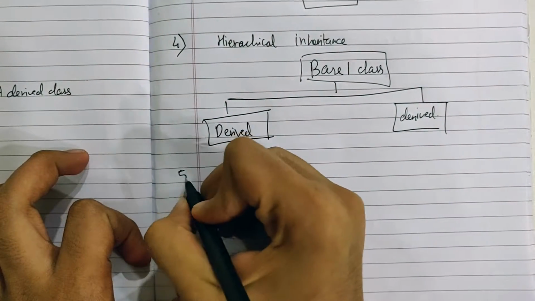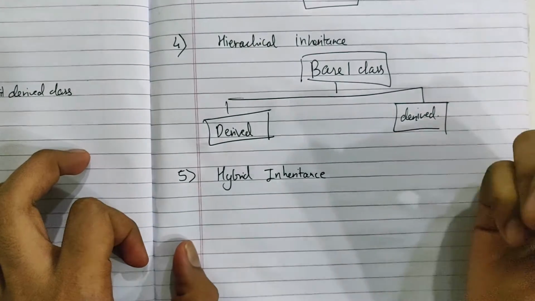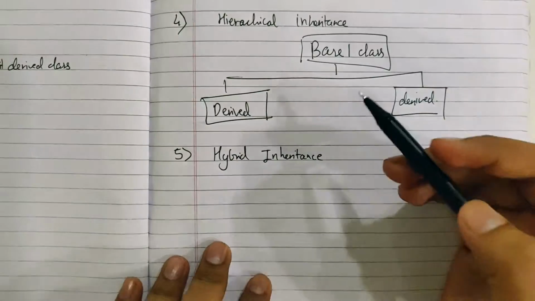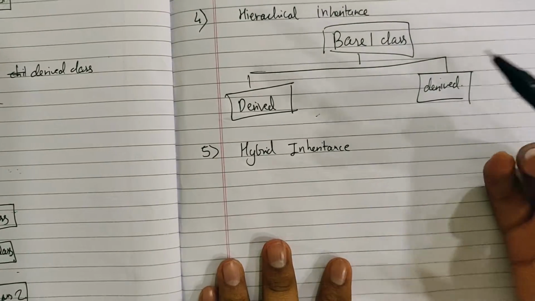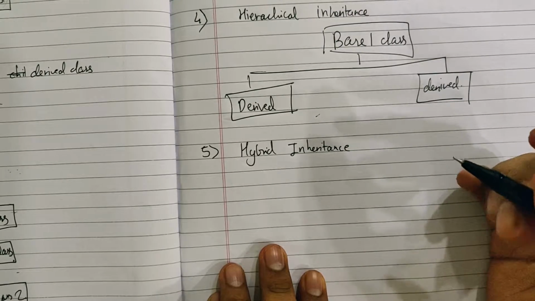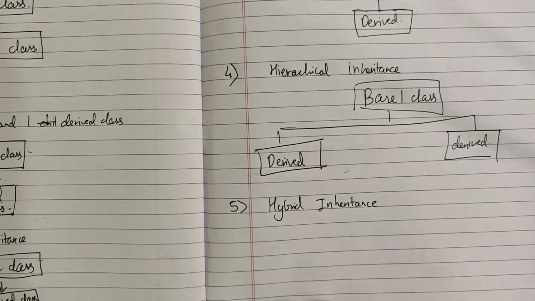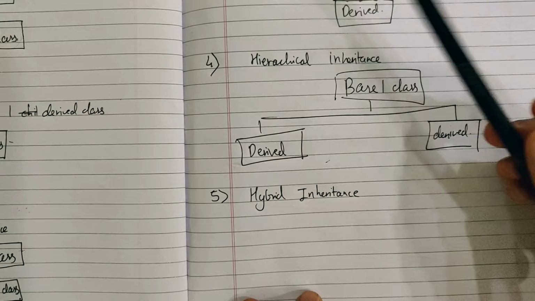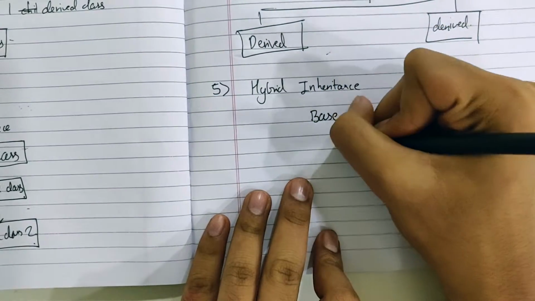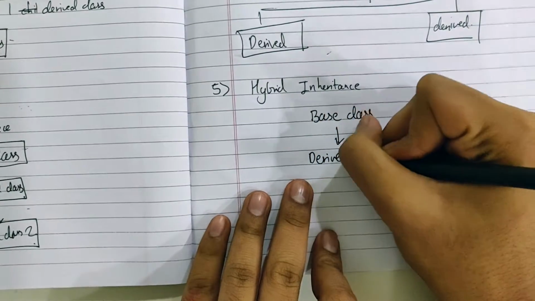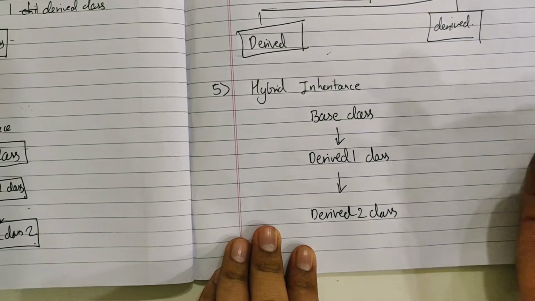Now this is the last one, hybrid inheritance. What is hybrid inheritance? In hybrid inheritance, we use a combination of more than one of these four types of inheritances. Say, for example, I were to use multi-level inheritance and multiple inheritance together. How will it be? We'll have first a base class, from which we have our derived 1 class, from which we have our derived 2 class.